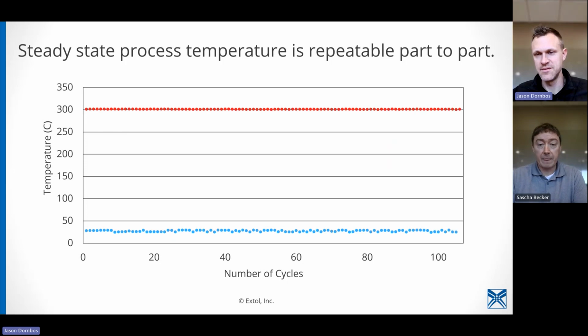This next graph shows 100 cycles. You can see the red dots at the top. That's our melt temperature. The blue ones at the bottom, that's our cool temperature. And over 100 cycles, we see very, very little difference in the actual temperature.